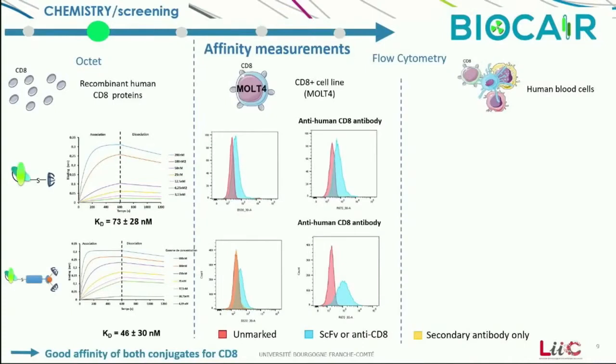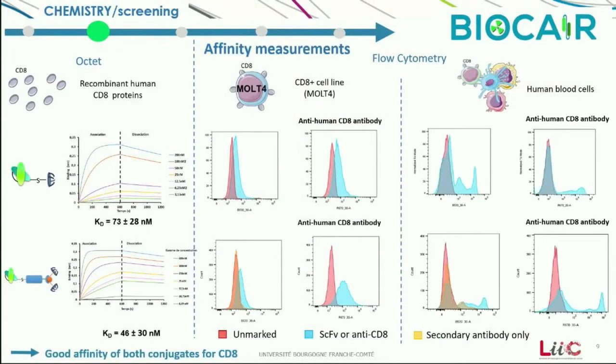And by flow cytometry, I won't go into details, this is the blue line that you can observe there is a shift. And so we observe, again, a good affinity, which was in the range of the initial antibody that we have used from Diaclone. And again, we observe the blue, good affinity in the global human blood cells.